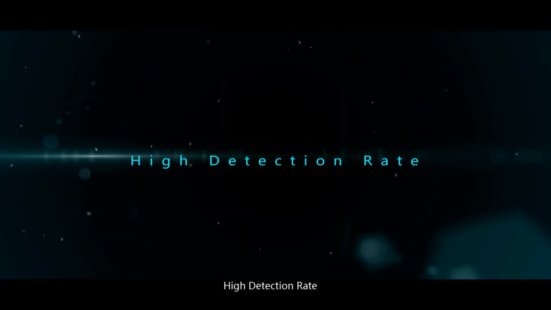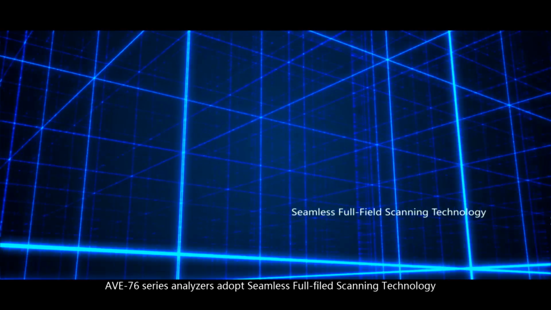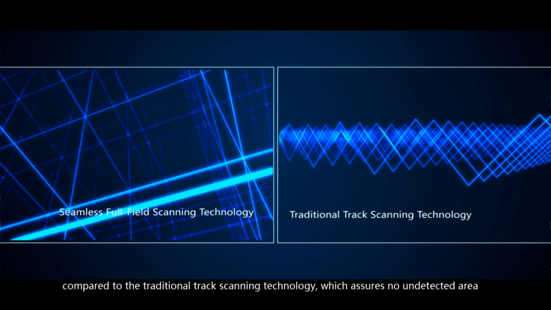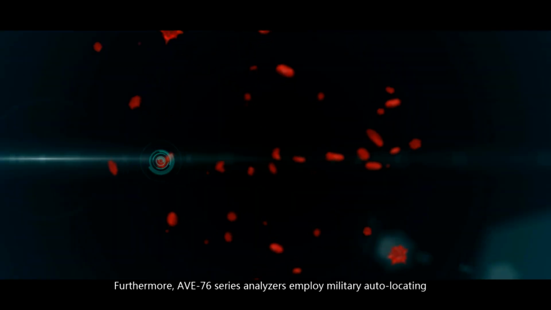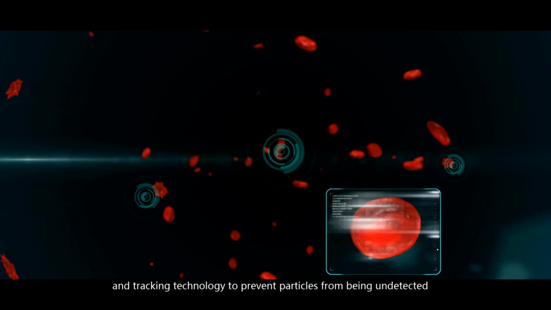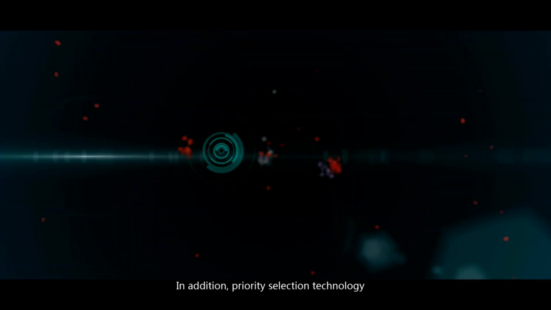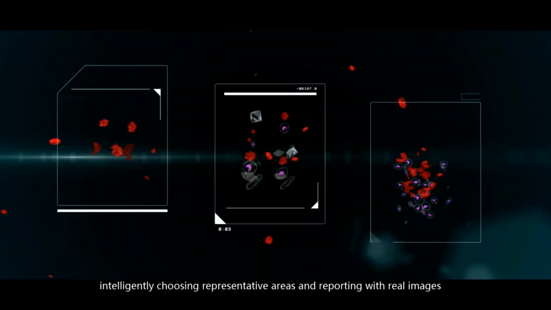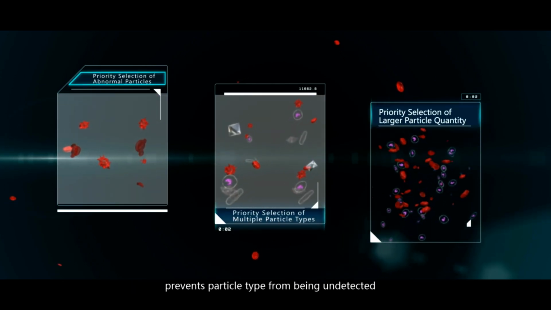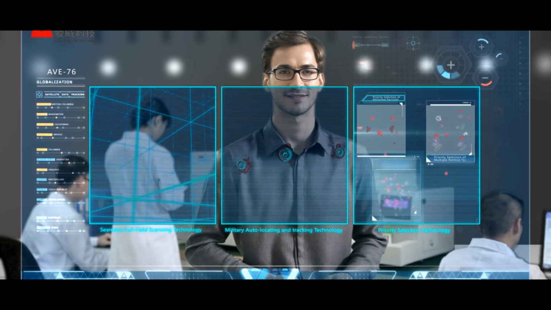High detection rate. Abby 76 series analyzers adopt seamless, full-file scanning technology compared to the traditional track scanning technology, which assures no undetected area. Furthermore, Abby 76 series analyzers employ military auto-locating and tracking technology to prevent particles from being undetected. In addition, priority selection technology intelligently chooses representative areas, and reporting with real images prevents particle types from being undetected. Multiple guarantees assure no cutoff sample undetected.